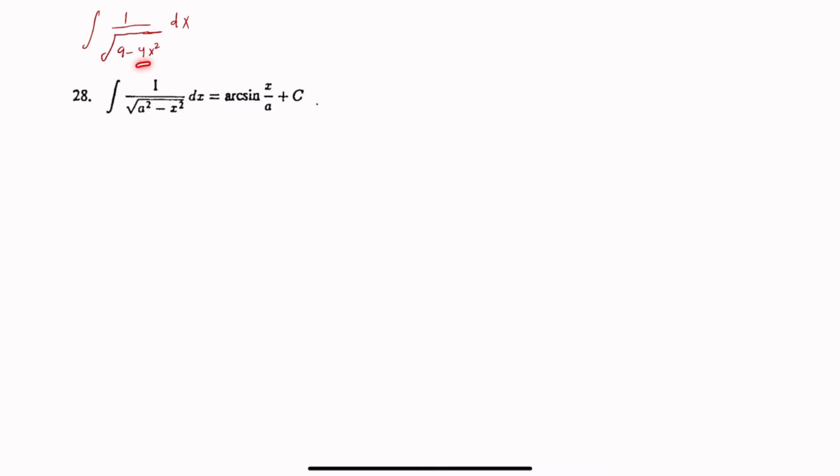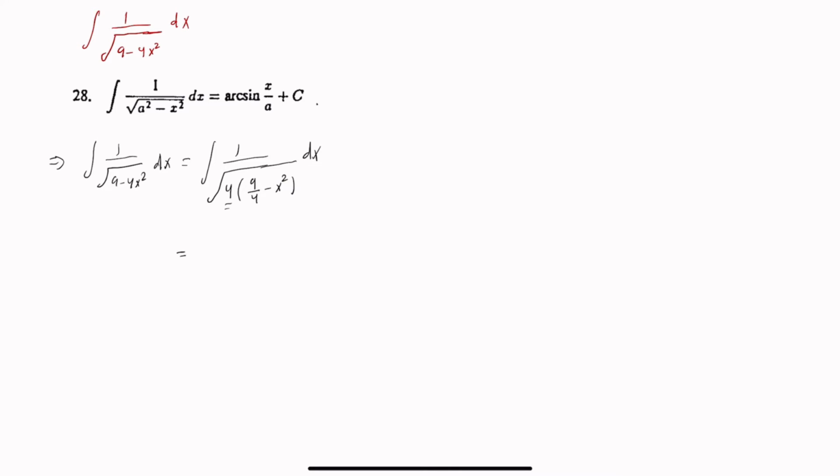Here we have 4x squared, so I'm gonna factor this 4 out of this square root. So the integral on the top is just 1 over square root of 9 minus 4x squared dx. So this integral is going to be equal to the integral of 1 over square root of, and then I'm going to factor the 4 out. So we're going to have 4 times, 9 over 4 minus x squared, and then dx. Now notice I can remove this 4 out of the square root.